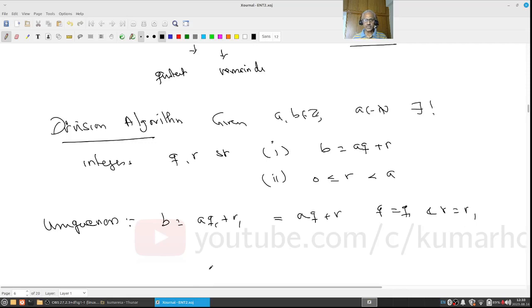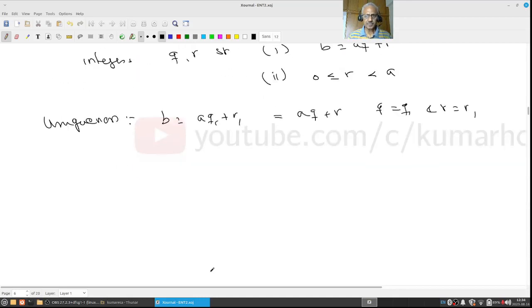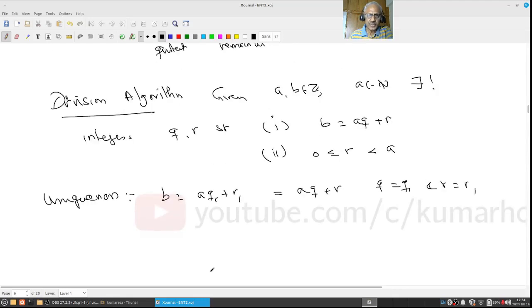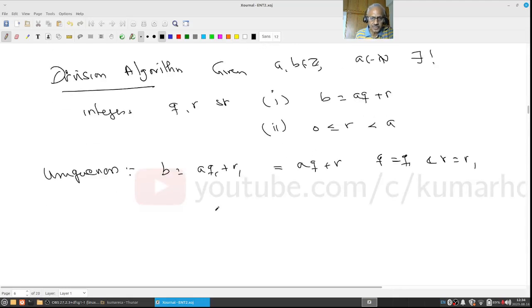Okay, so notice that it does not give you a stepwise method. If you give me an integer B, how to find Q and how to find R, it does not give steps. It only proves a theoretical result. Please understand this. So how will I do this? Please go through this, understand the statement. That is very important.